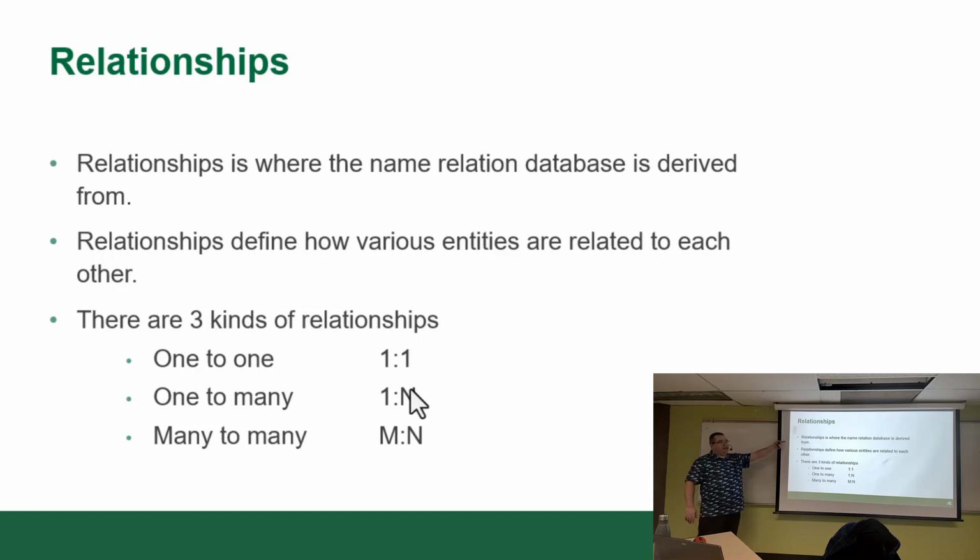The relational database is about structure. It's all about structure. Relationships define how various entities are related to each other. There's three kinds of relationships. One-to-one, one-to-many, many-to-many.